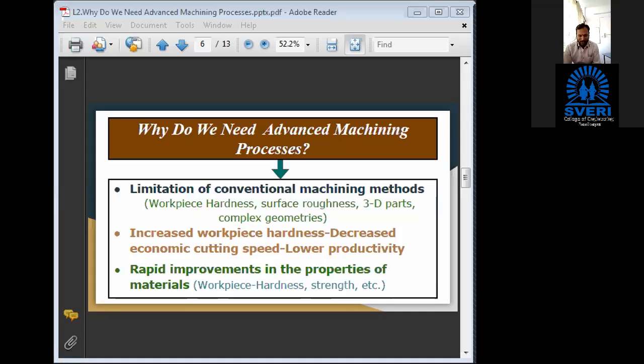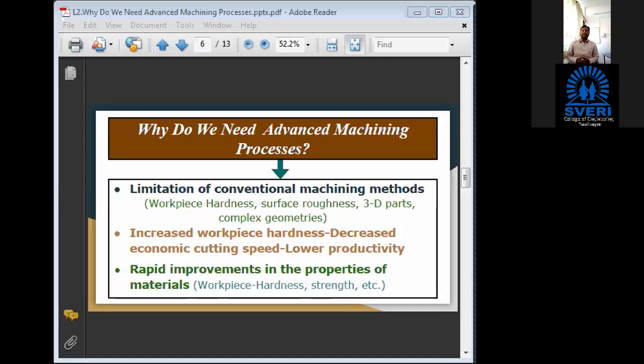If you are watching some videos on YouTube, then you come to know that in the automobile industry and many industries they are using CNC machines. They are operating all the operations using CNC. So why use the CNC machine? To overcome the problem of complexity of the geometry of your 3D component.